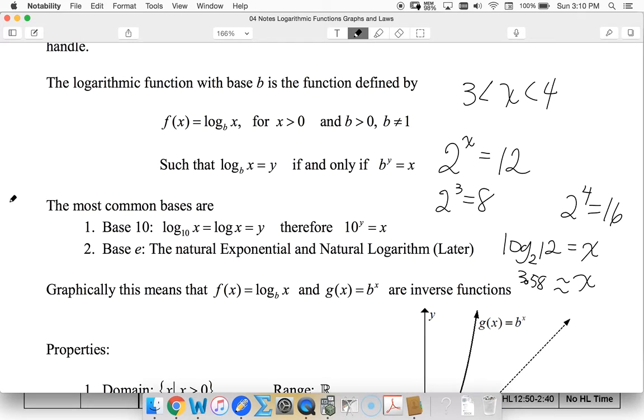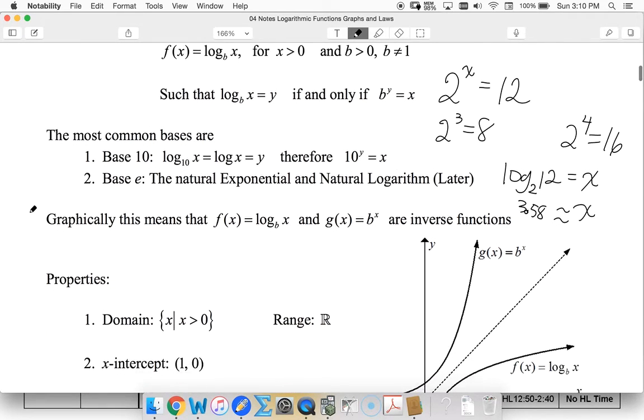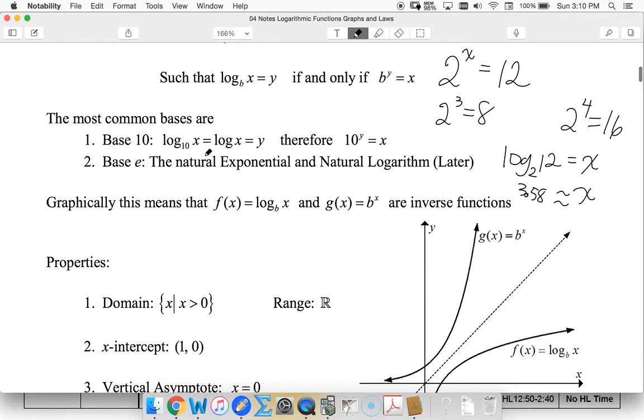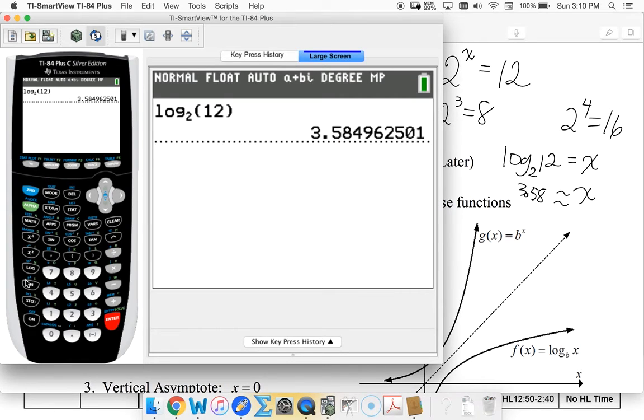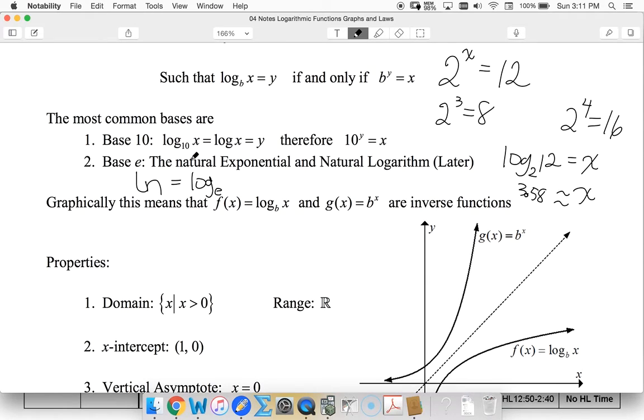Okay, so that's just an introduction to what a log is. Our most common bases are 10, and normally if it's base 10, we don't write the 10, we just write log x. And the other base that's super common is base e. It's so common, in fact, that we shorten it down to ln, which is the same as log base e. And it's so common that on our calculator, we have both a log button, so this would mean log base 10. We also have an ln button, which means log base e. And we're going to talk about the natural exponent and natural log later on.